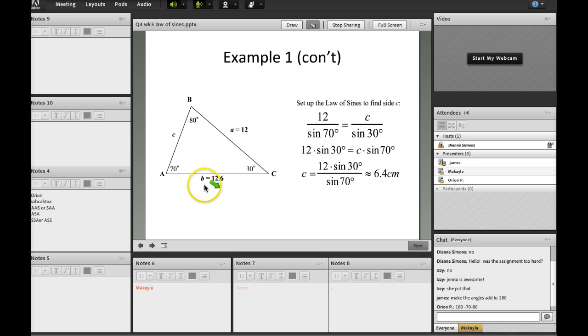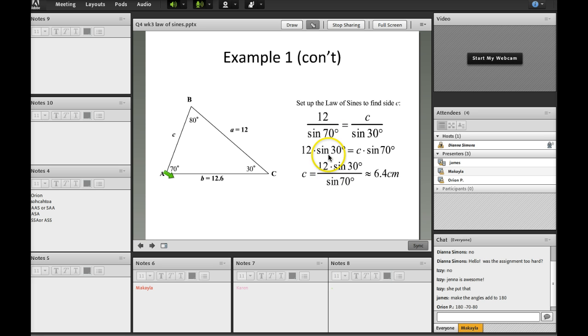Then you can use sine of angle A over side A, or side A over sine of angle A. Again, if you remember, just make sure that you have the sides on top and the angles on the bottom. Or flipped, either way, but they both have to be in the same place.